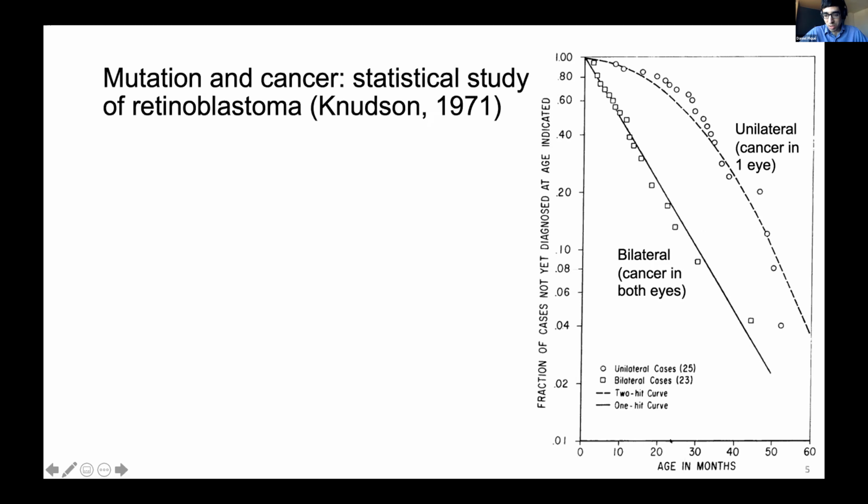The x-axis represents the age at which these patients were diagnosed. You can see they're diagnosed relatively young, in this case, all of them before the age of 60 months or 5 years. So this is a disease that affects children. And the y-axis represents the fraction of cases not yet diagnosed at the age indicated. So it's kind of like a survival curve almost.